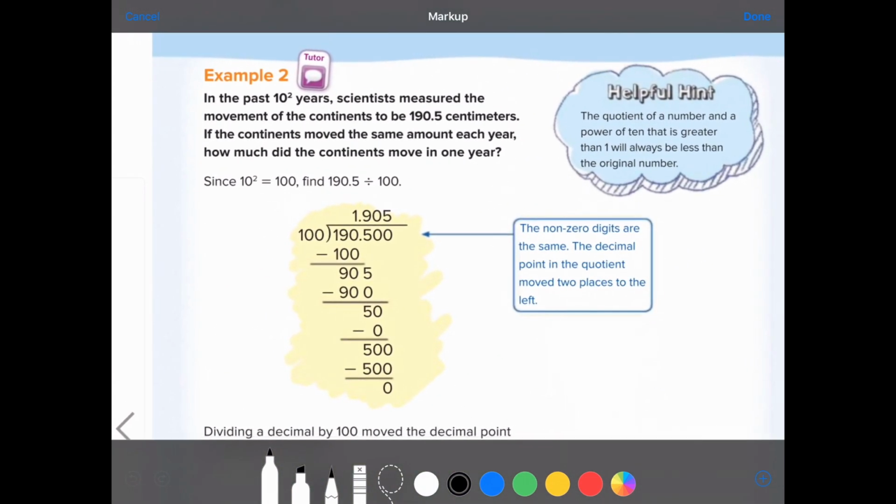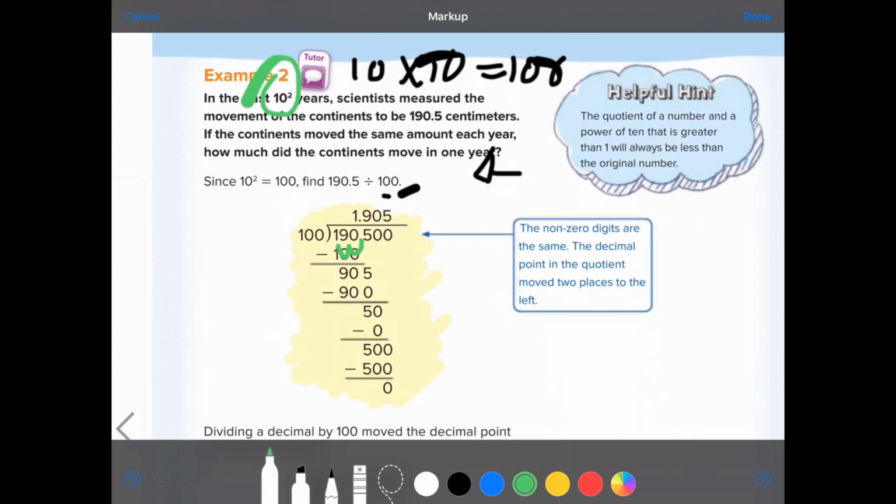Here we are dealing with exponents. If you look right here, we have an exponent that we need to translate. Now remember, 10 to the 2 means 10 times 10, which equals 100, right? But it also means that there are 2 zeros behind the 1. Now we are translating 10 squared means 100. And we're going to find 190.5 divided by 100, which means we're going to move the decimal to the left 2 spaces. So here we go, 1, 2.